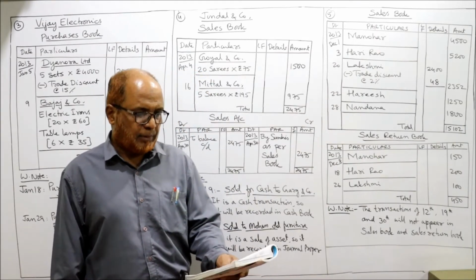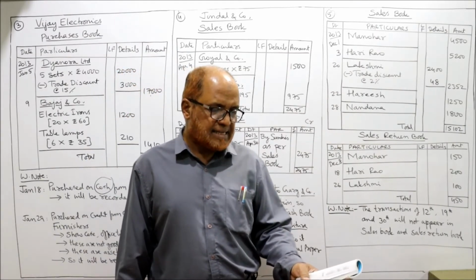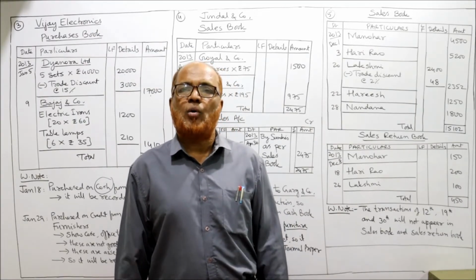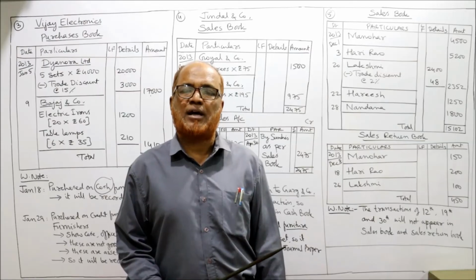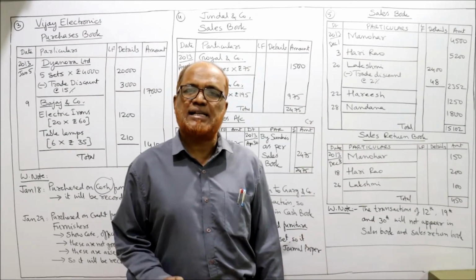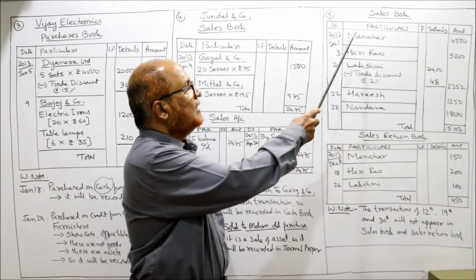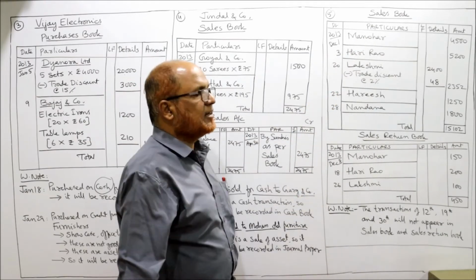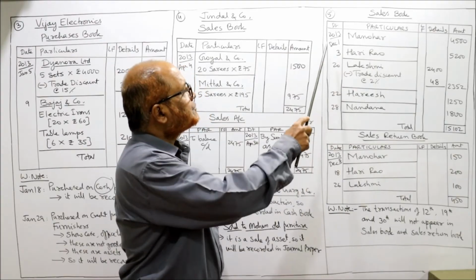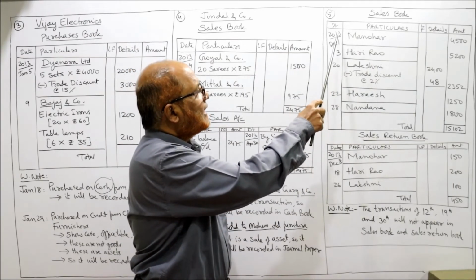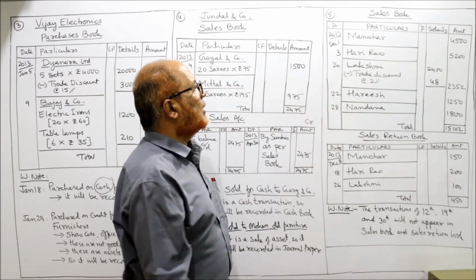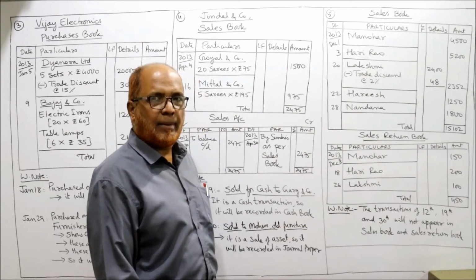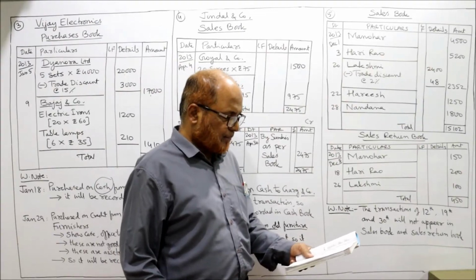Now, 5th problem. Prepare sales and sales return book from the following transactions. Only 2 subsidiary books we have to make. Sales book and sales return book. Here, sales book and here, sales return book. So debit, date, particulars, LF, detail, amount. Here, date, particulars, LF, detail, amount. Now see here.